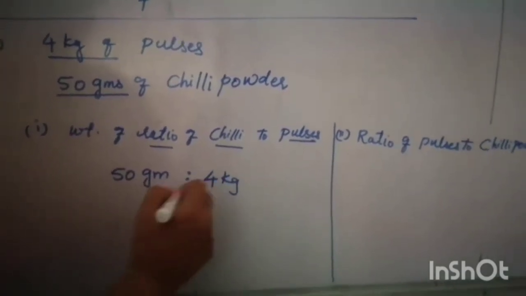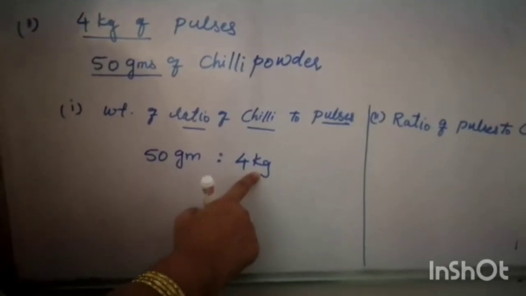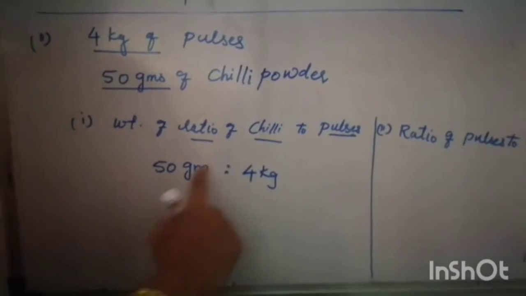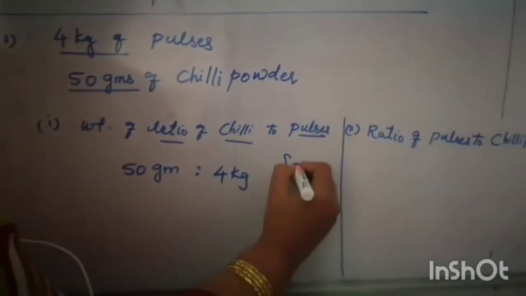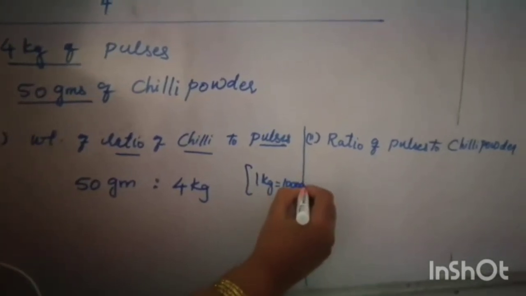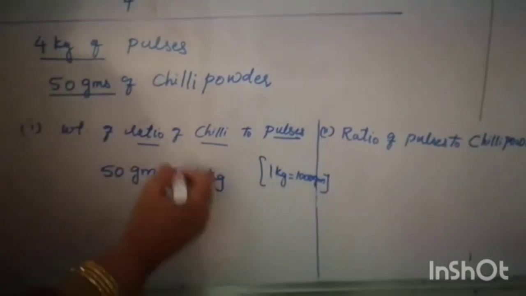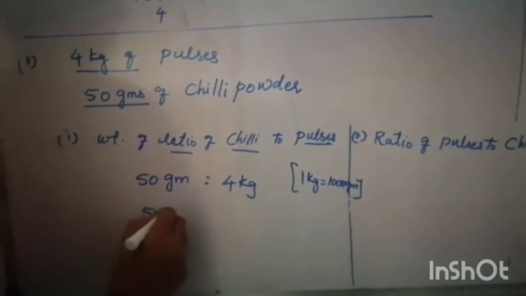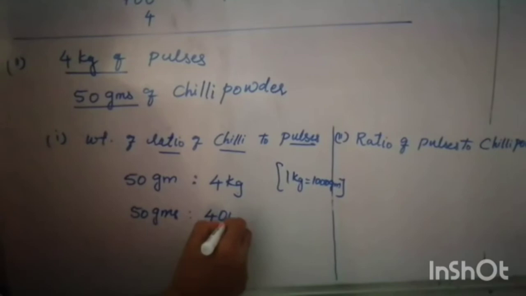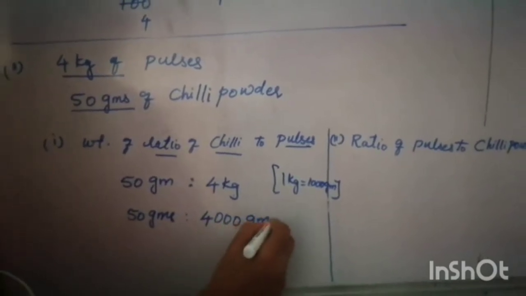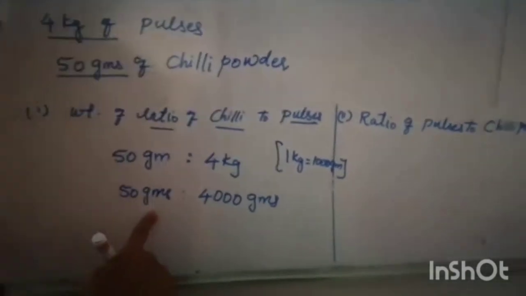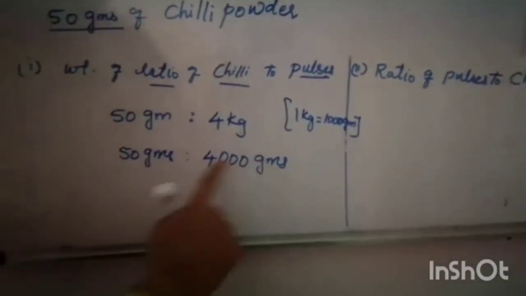So what is the ratio, children? Comparing two similar quantities by division. Are both the same? No, both are not the same. One is in grams, one is in kg. But we can convert. 1 kg is equal to how many grams, children? 1000 grams. So we convert 4 kgs into grams. 50 grams ratio 4 kgs is nothing but 4000 grams, isn't it, children? 1 kg is equal to 1000 grams. 4 kgs is equal to 4000 grams. Now both are grams. Now we can compare.